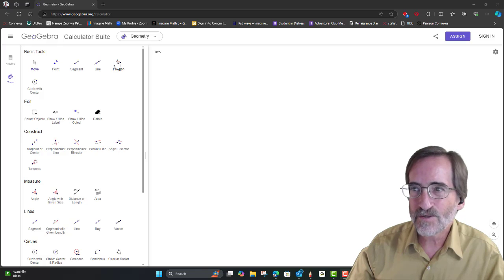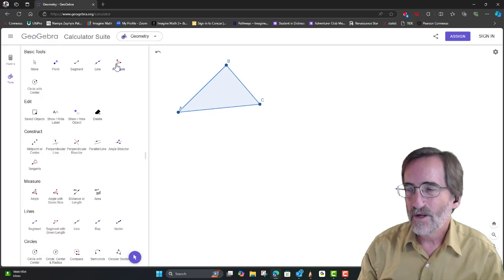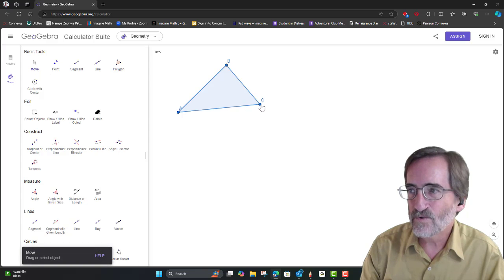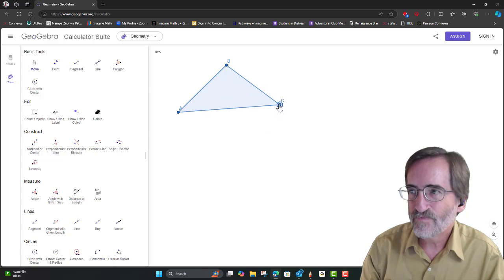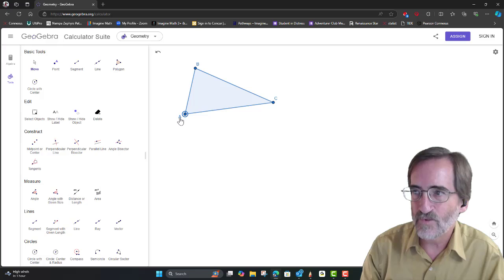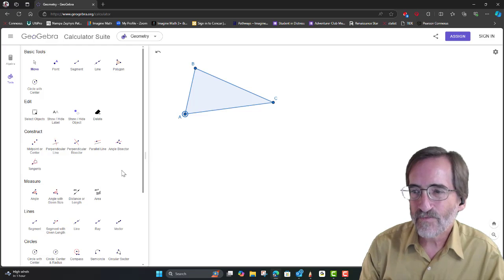So I'm using the GeoGebra graphing calculator, the geometry setting of it. And we're going to start with a triangle. I'm going to draw a polygon here. Use the polygon tool to draw a triangle ABC. You notice you can grab the move tool and move things around, and change the triangle any way you want. We can use it to move the labels as well to make them more convenient.